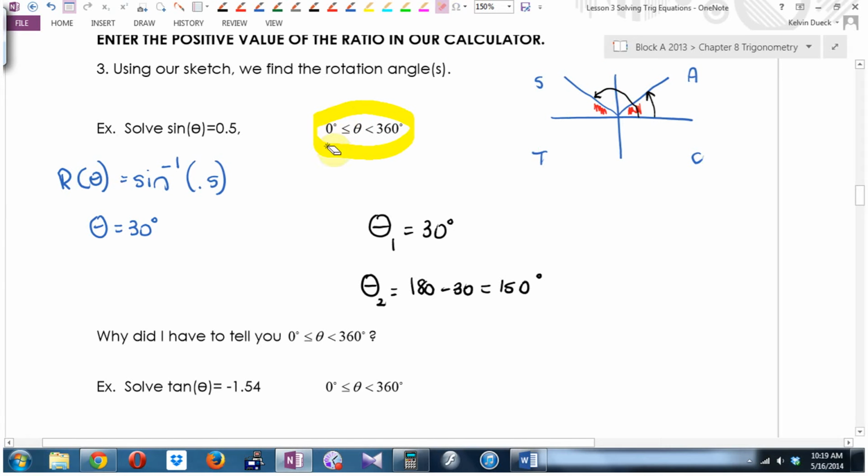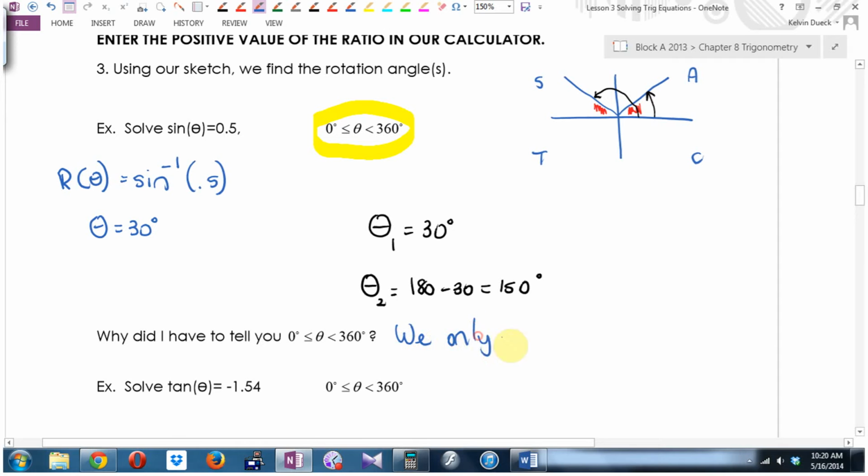So I'm always going to add a domain restriction. What I'm saying, Rachel, is just find once around the circle and quit. You don't need to keep going. This is me being fussy, but true. Okay? So why did I have to add between 0 and 360?